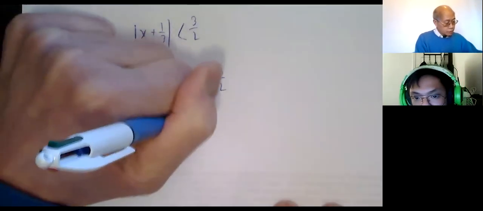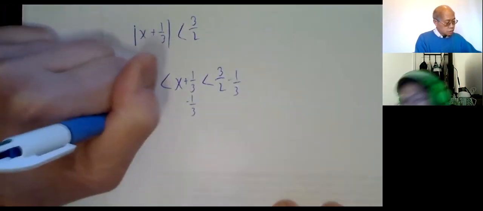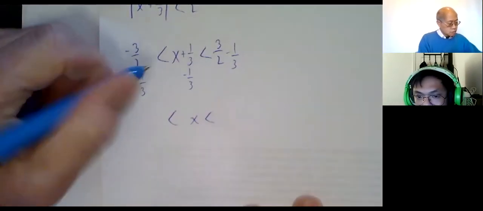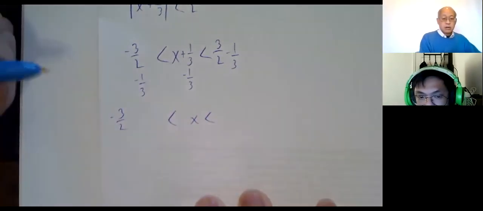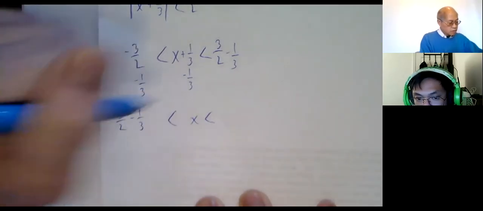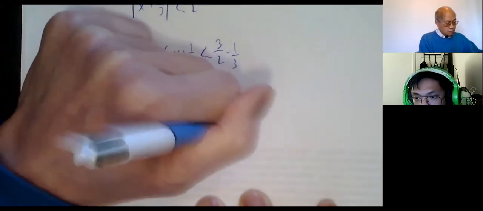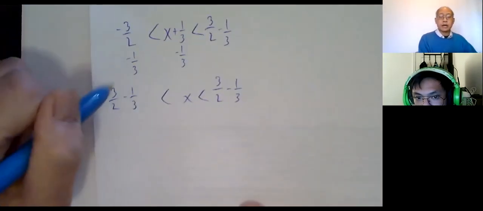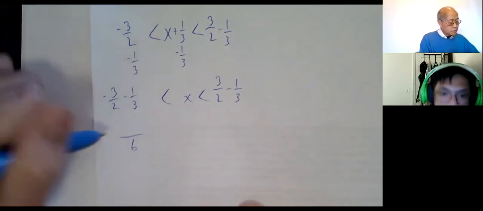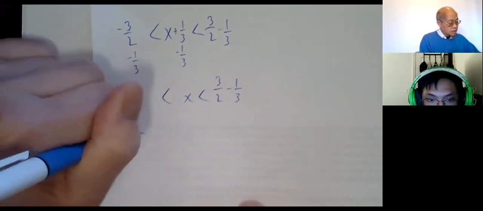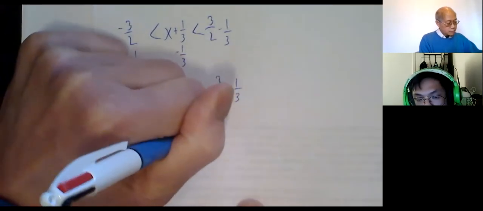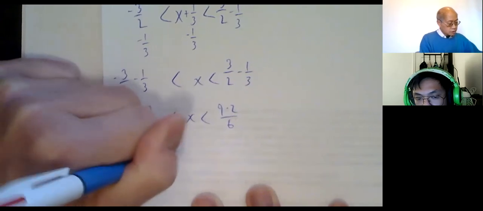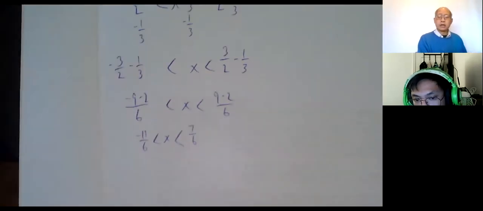Yeah. So now you just subtract 1/3 like that. So then you have to get a common denominator, it looks like. It's gonna be 9/6 and 2/6. So negative 3/2 minus 1/3, and positive 3/2 minus 1/3. Oh, we are going to subtract it. Yeah, I just have to work it out. That's negative 9 minus 2, and this is positive 9 minus 2. So I'm getting negative 11/6 less than x less than 7/6, like that.